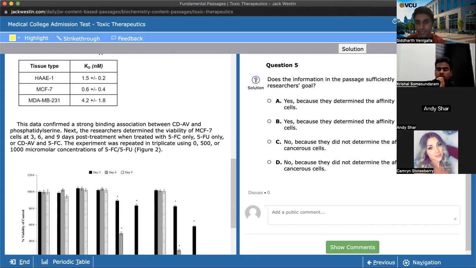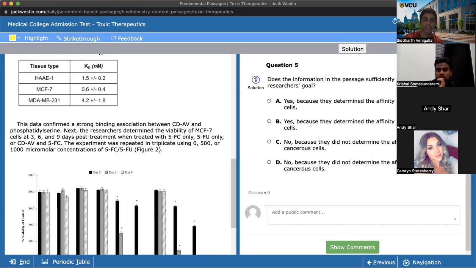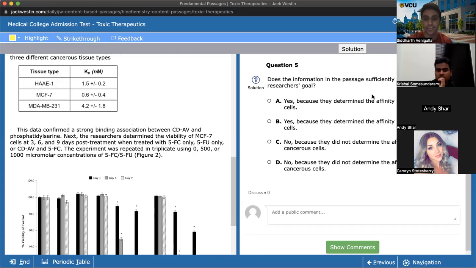I was going to say no, because in D it says the affinity for non-cancerous cells, and that's what they were trying to see. Yeah, that is actually right, but it's not the 5-FC that binds to cancer cells, it's the CDAV that binds to it. The 5-FC is bound to the CDAV, but it's the CDAV that's binding to the membrane. The 5-FC is just attached to it. So that is correct. Do you want to give your explanation of how you got to the answer?